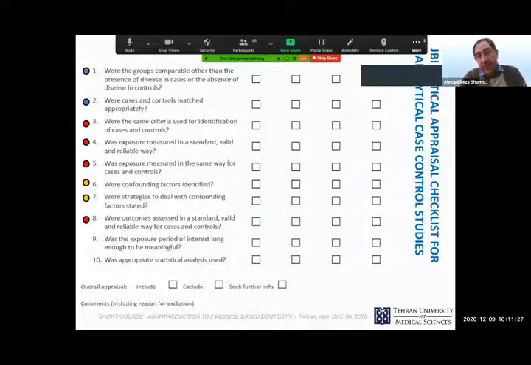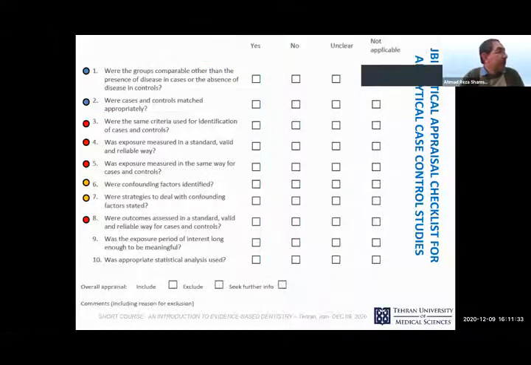A similar checklist is provided by JBI for case control studies. It has 10 items. The first two questions are related to selection bias. The first one: were the groups comparable other than the presence of disease in cases or the absence of disease in controls?